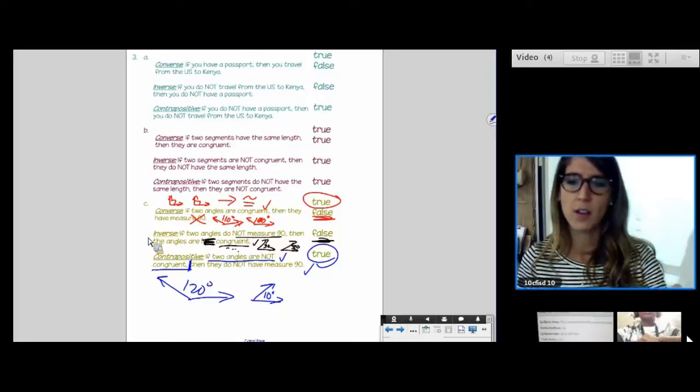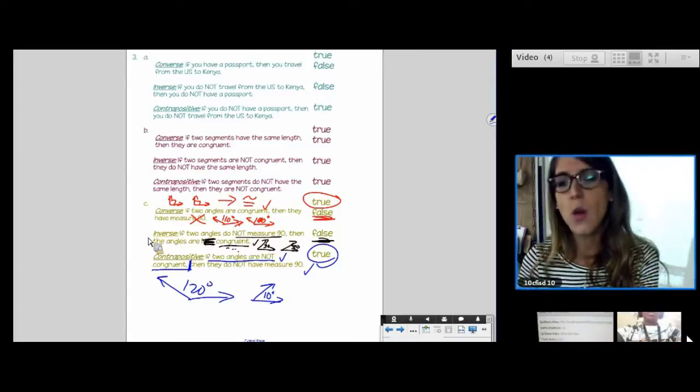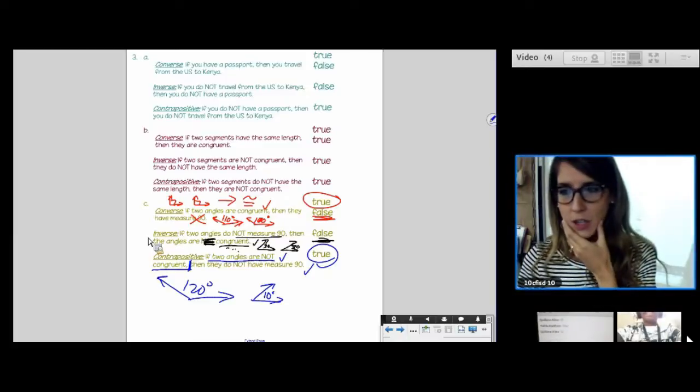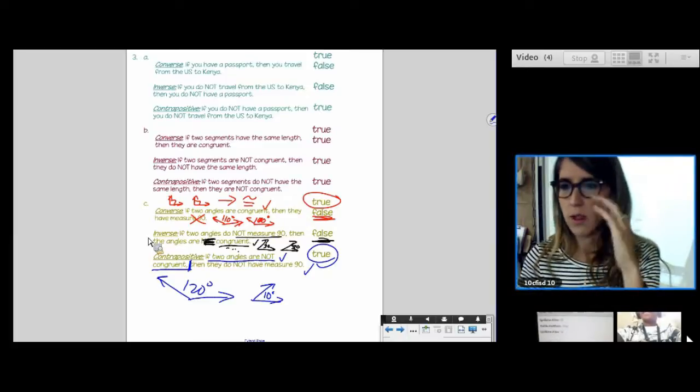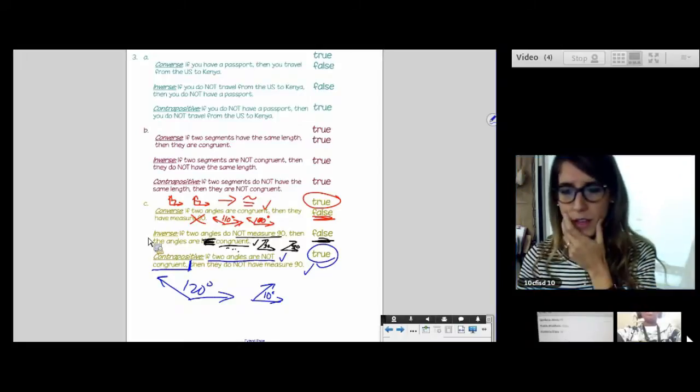They have to be not congruent. If they're not congruent, there's no way that they could measure 90. So that's true. The hypothesis follows with the conclusion nicely.